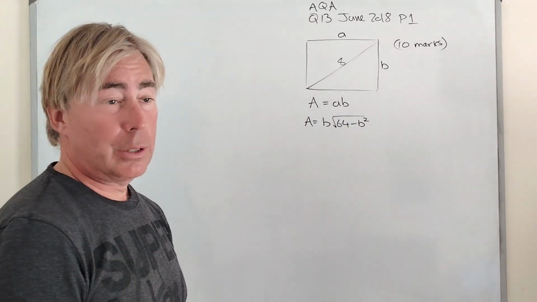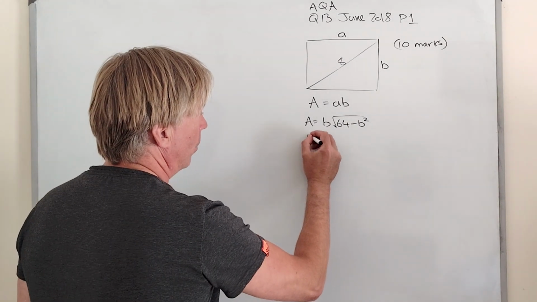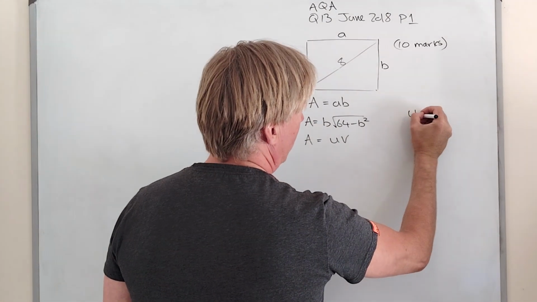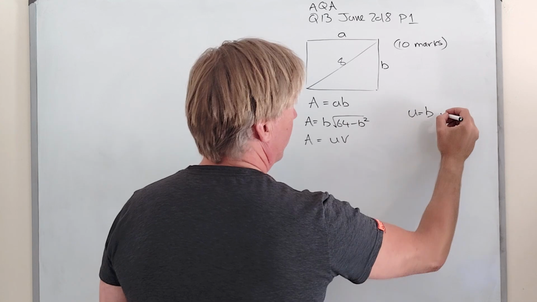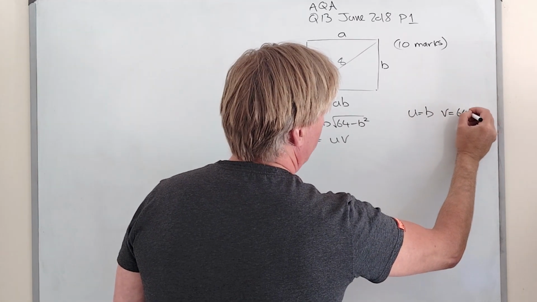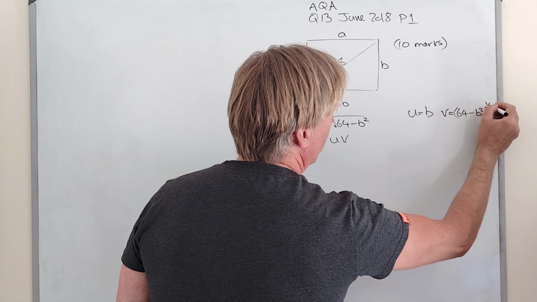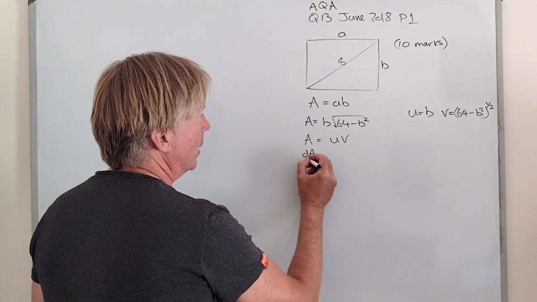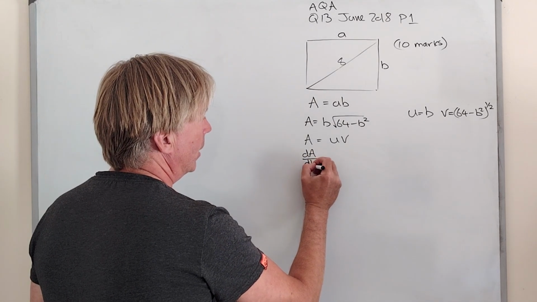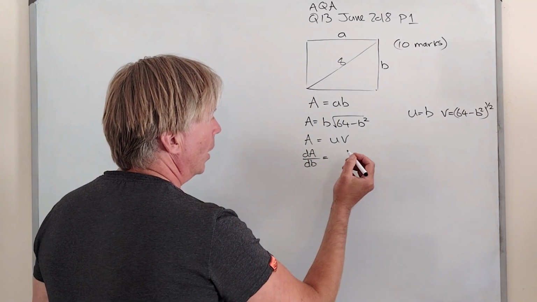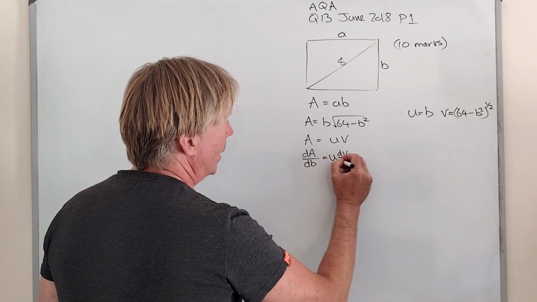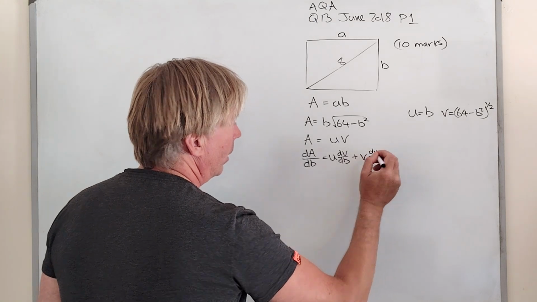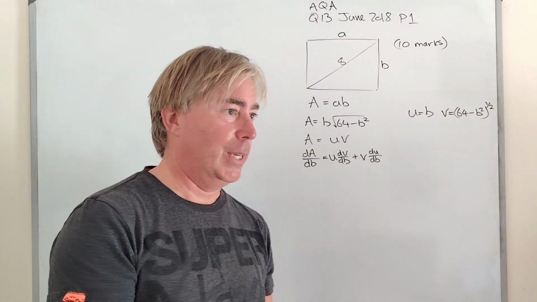So this function is basically a product of two functions of b. So we're effectively saying that A is equal to u multiplied by v, where u is equal to b, and v in this case is equal to 64 minus b squared, I'll put it as a power of a half. Okay, so when we're differentiating a product, dA by db is what we're after, which is equal to u dv/db plus v du/db, or sometimes written uv dashed plus u dashed v.